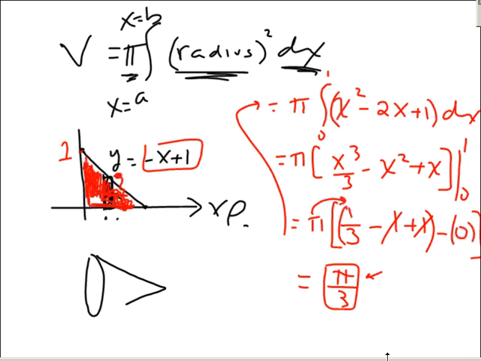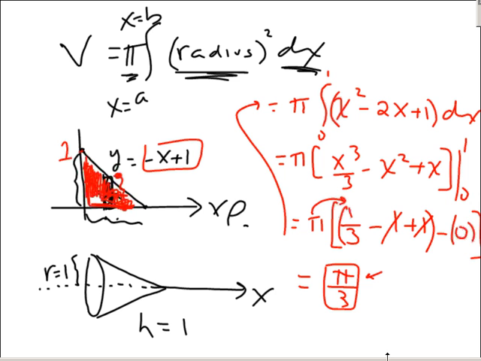I'm going to get something that looks like this. And this will be the equivalent of the x-axis. The height of the cone is from 0 to 1, so we know the height is 1, and the radius is that piece, which is the same as that, which is also 1. So r is 1. And the volume of a cone is pi r squared h over 3. If r and h are 1, you get pi over 3. So you didn't even have to use calculus to get pi over 3. But it's a good check.